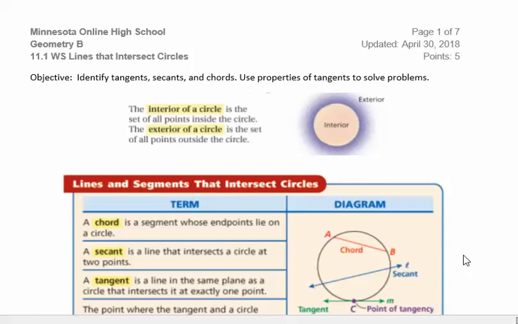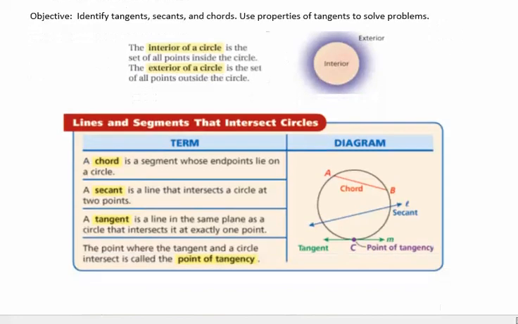This is Ms. DB. In this video, we will look at our beginning section on our circles chapter. In this one, we'll learn to identify tangents, secants, chords, and then we're going to use one theorem in particular to solve problems. And yeah, there's a lot of vocab in this section, so you'll want to note these words.